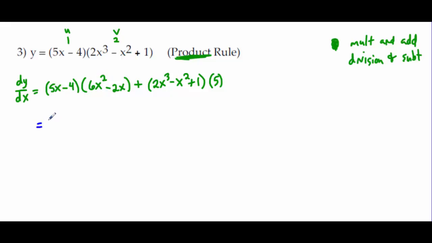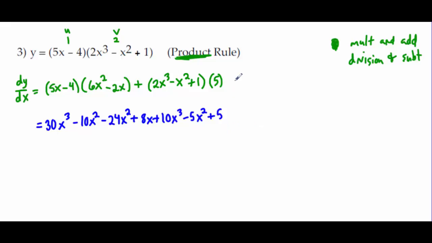5x times 6x squared is 30x cubed. Then negative 10x squared. I'm FOILing right now, by the way. Minus 24x squared, and then plus 8x. Then I'm going to distribute the 5 here, and there's a plus in front, so none of these signs will change. This will be 10x cubed minus 5x squared plus 5.